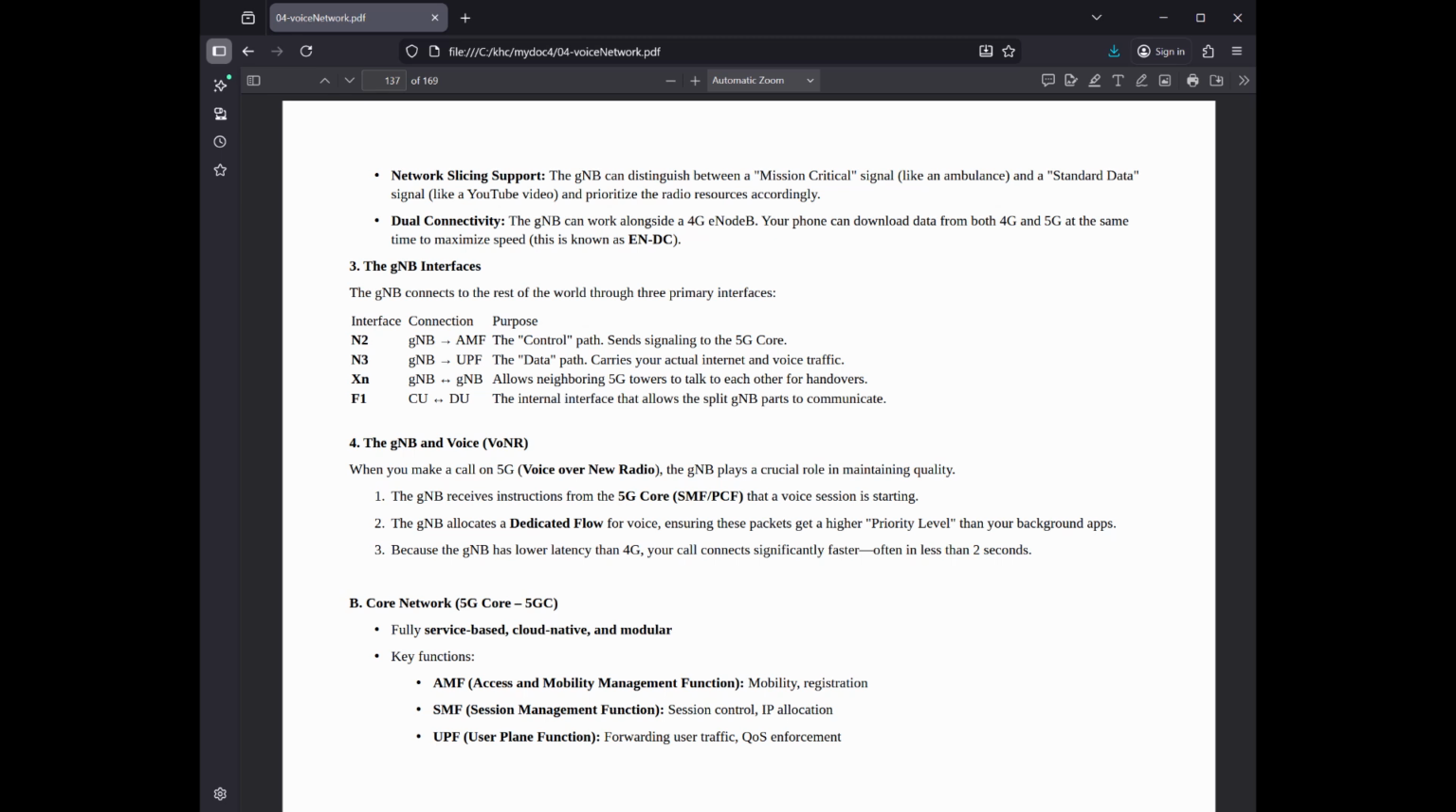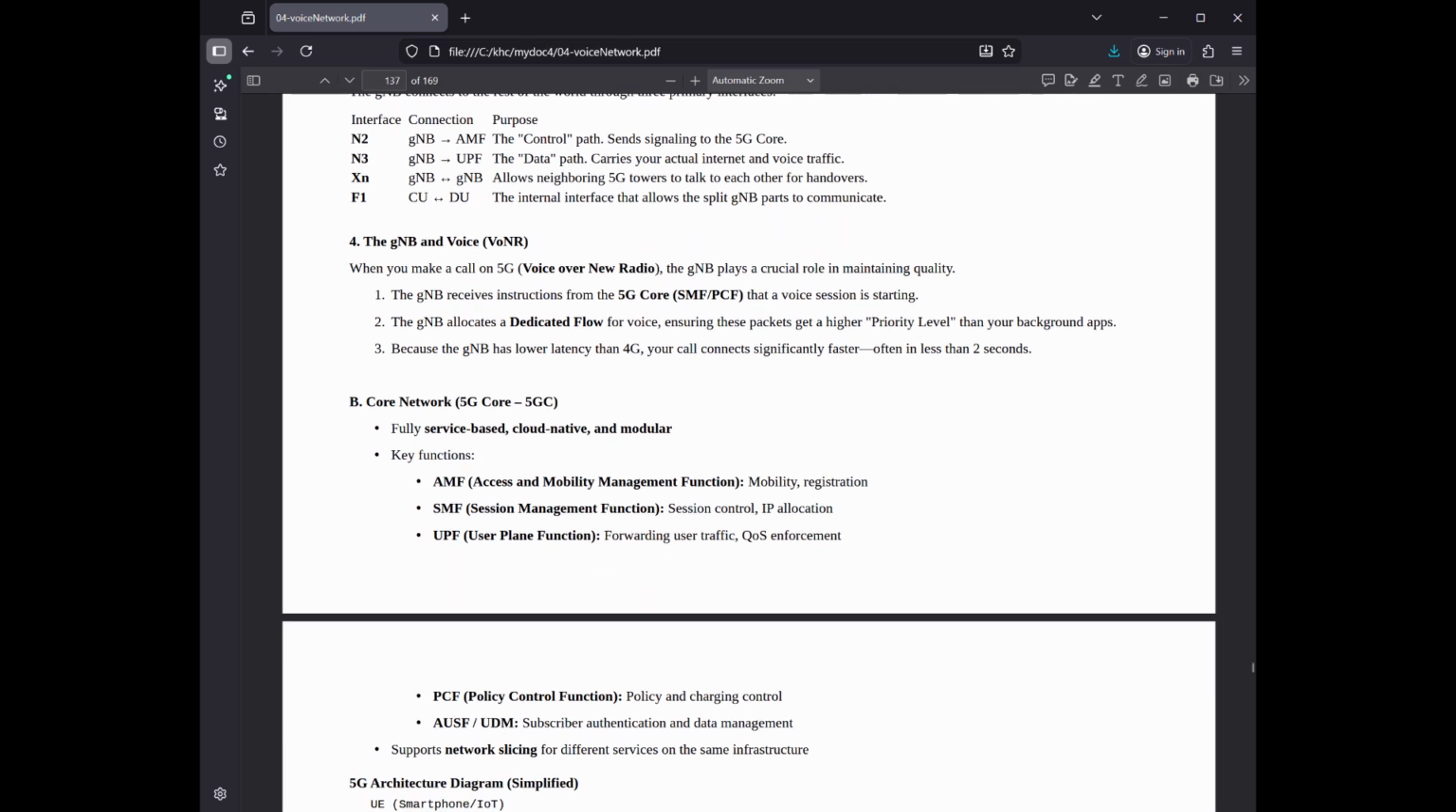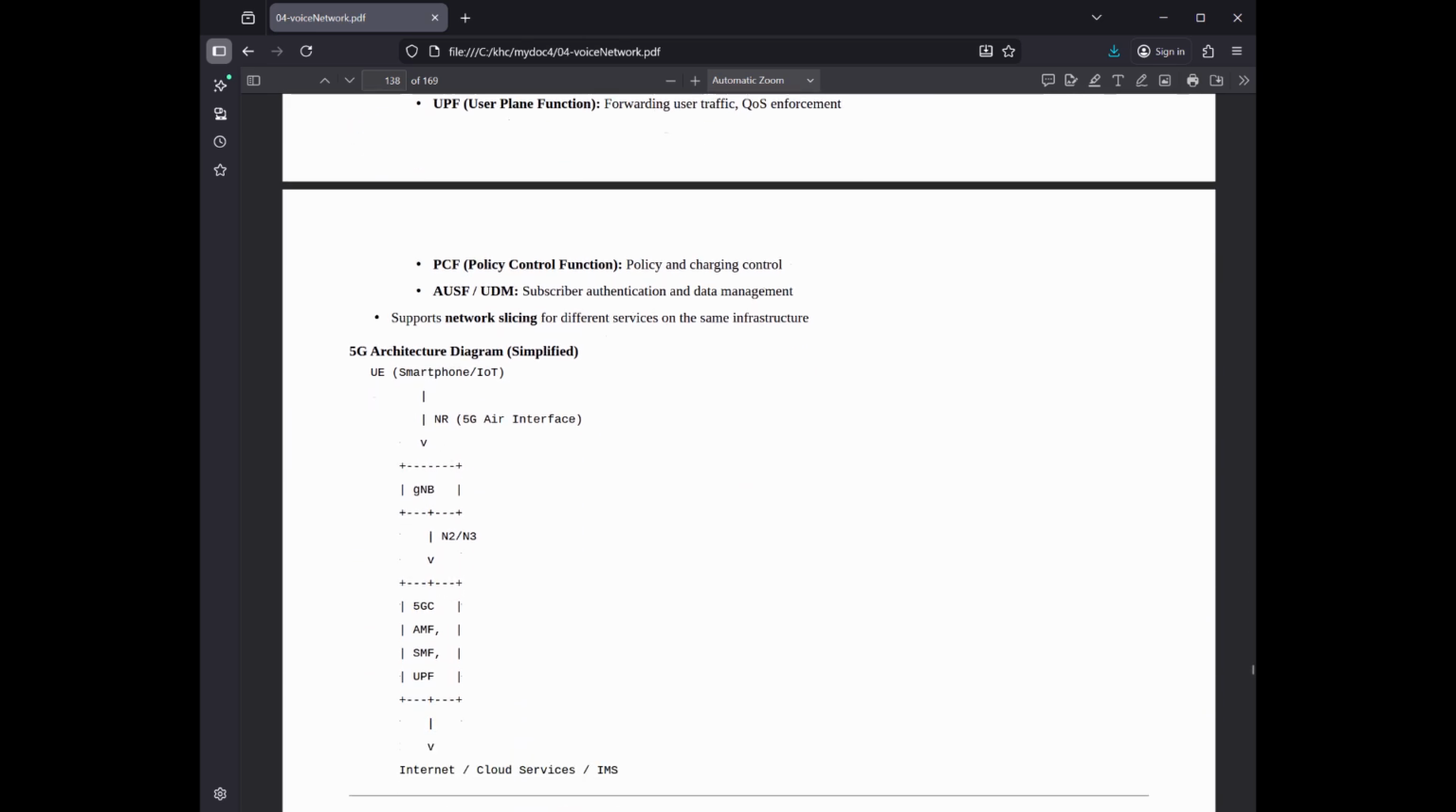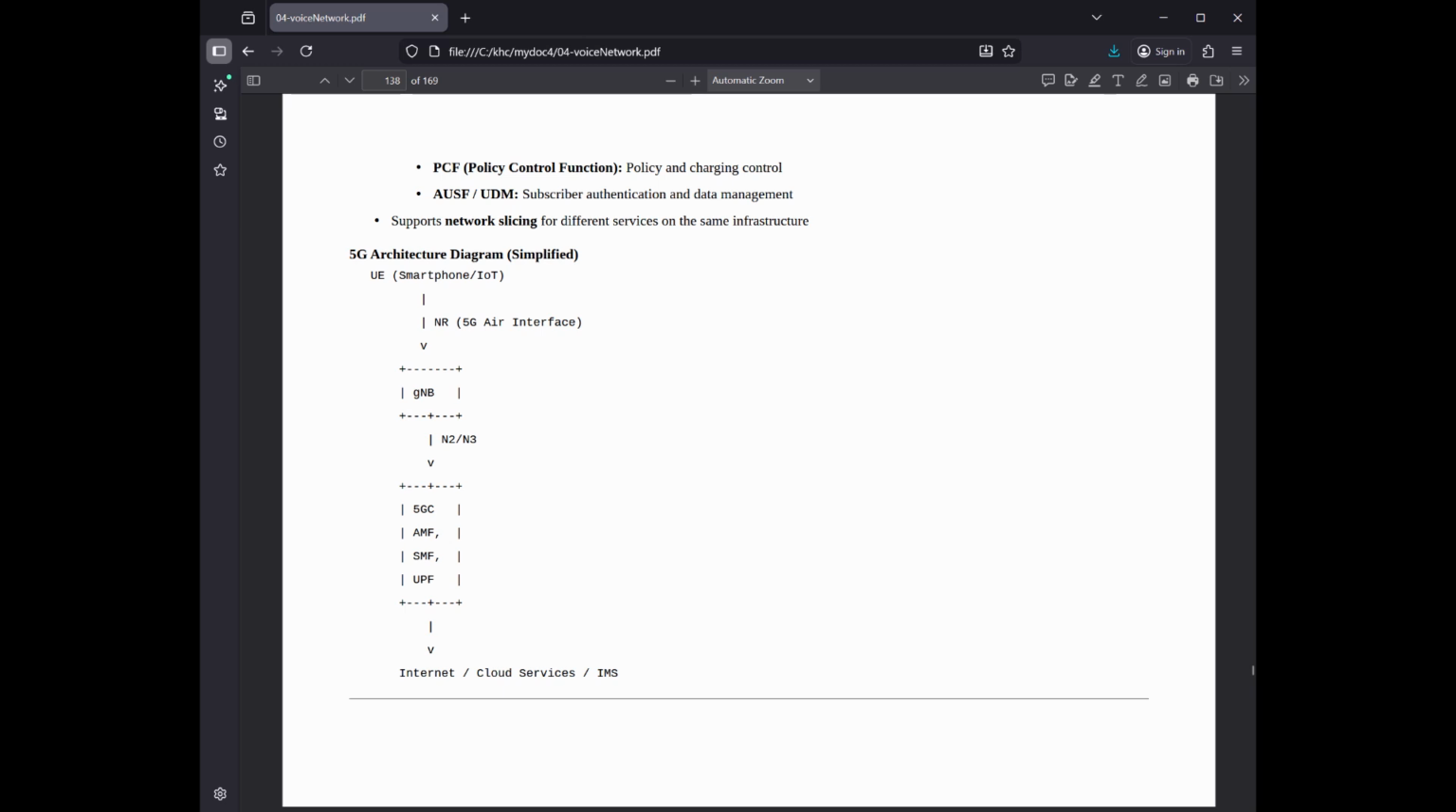Core Network, 5G Core, 5GC, fully service-based, cloud-native, and modular. Key functions: AMF, access and mobility management function, mobility, registration. SMF, session management function, session control, IP allocation. UPF, user plane function, forwarding user traffic, QoS enforcement. PCF, policy control function, policy and charging control. AUSF/UDM, subscriber authentication and data management.